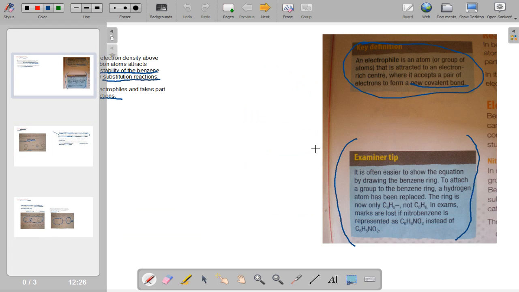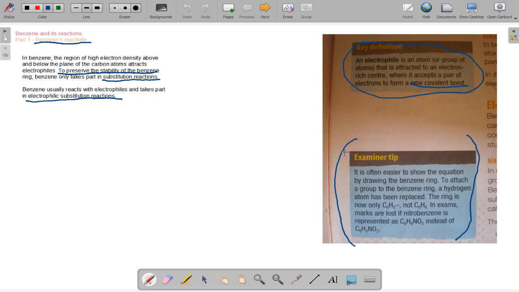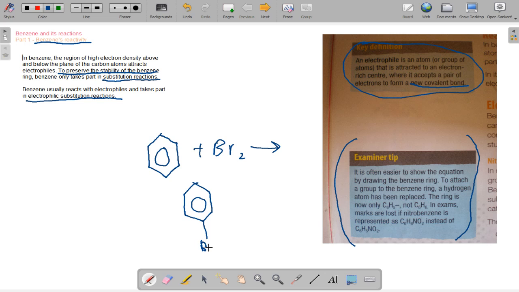So I'll come back to the examiner tip now. It is often easier to show the equation by drawing the benzene ring. So first you always start off by drawing your benzene ring. So I'll have a go. Delocalized ring. So benzene plus bromine, for example, goes off to bromobenzene, which is bromobenzene plus hydrogen bromide.